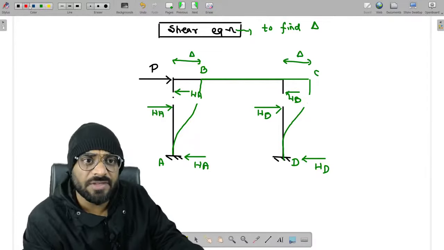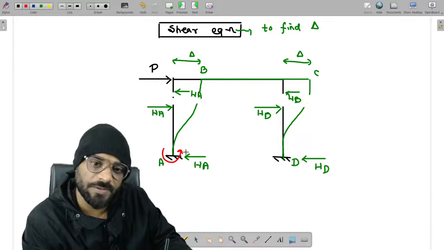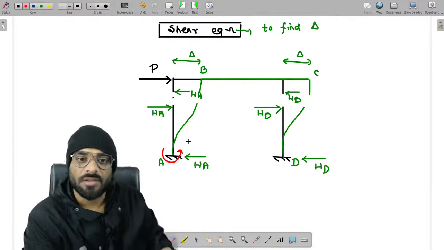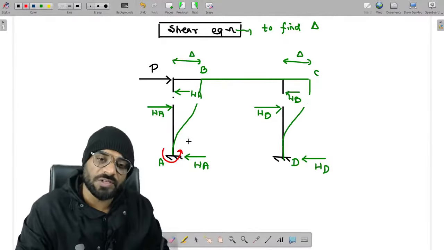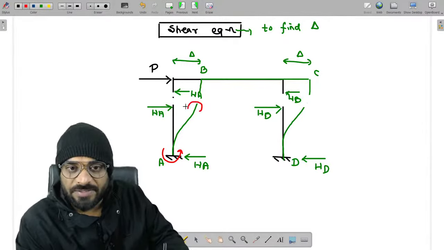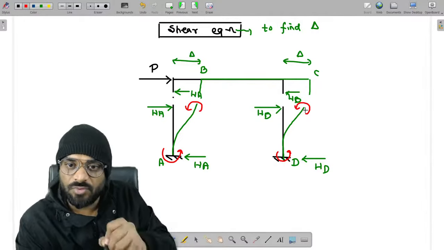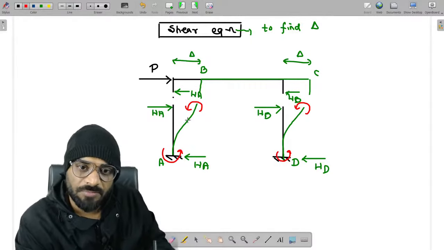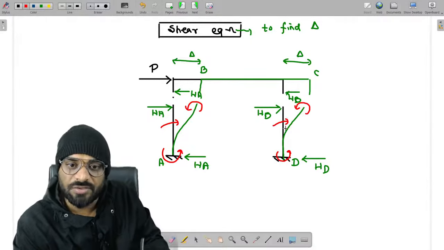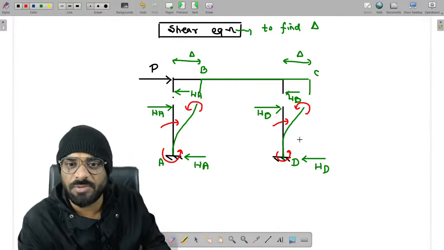Now do you remember, guys, we have discussed how the moment should be applied on the member. In this particular case, you can see that the moment should be applied like this. Why are we applying it in this way? Because the direction of settlement is clockwise, so the moment should be anti-clockwise in this case, right? For this particular column and for this particular column.